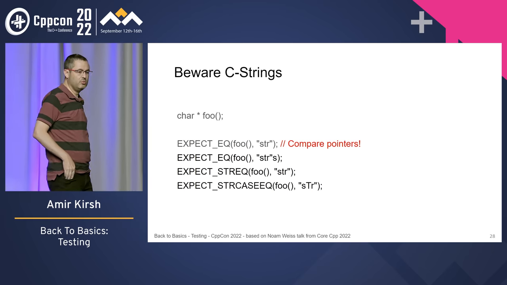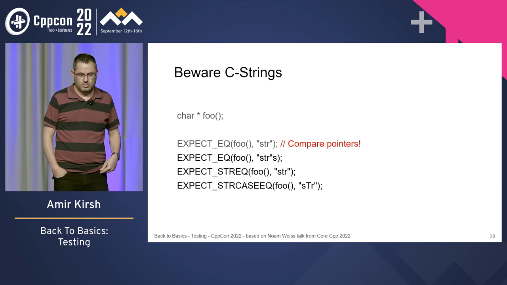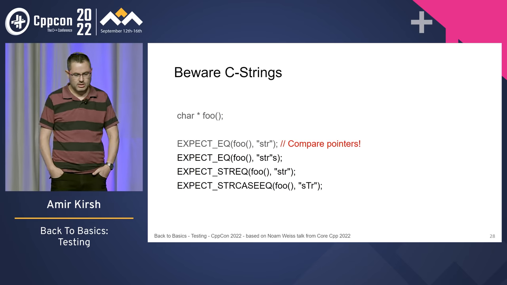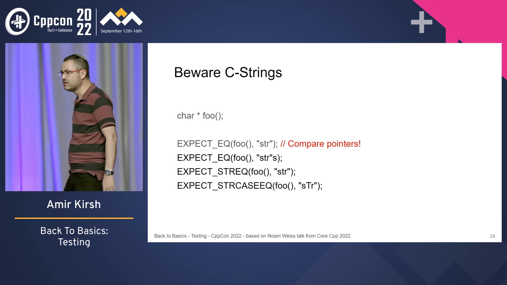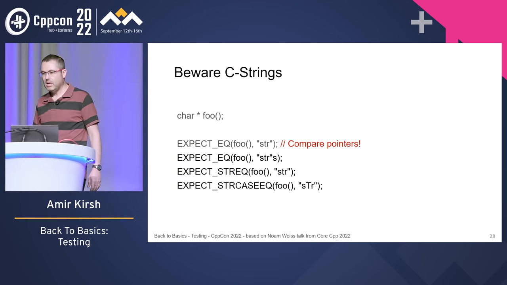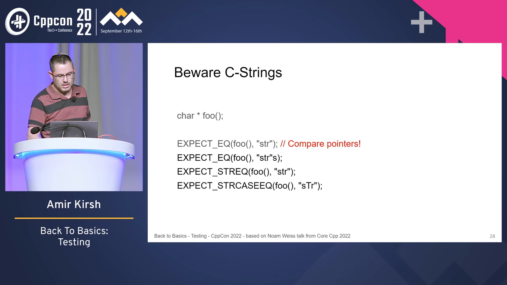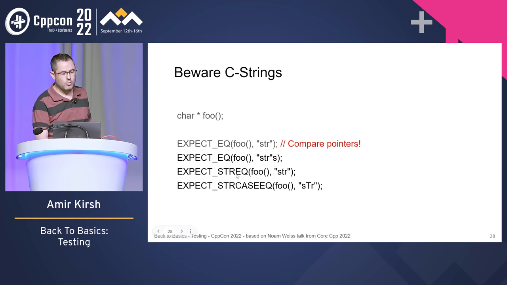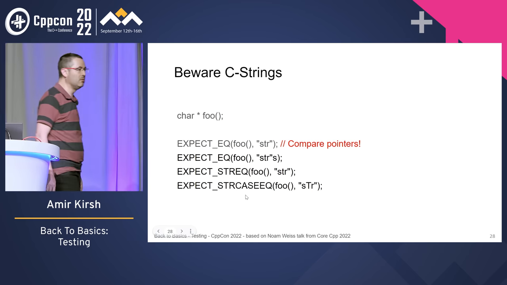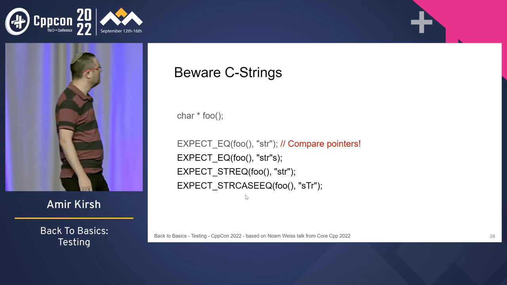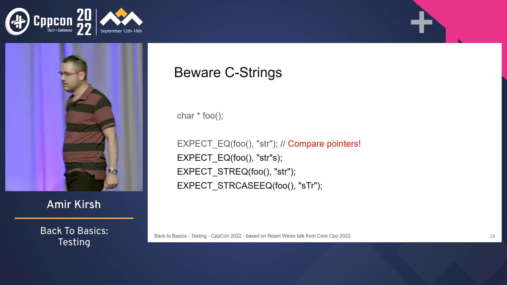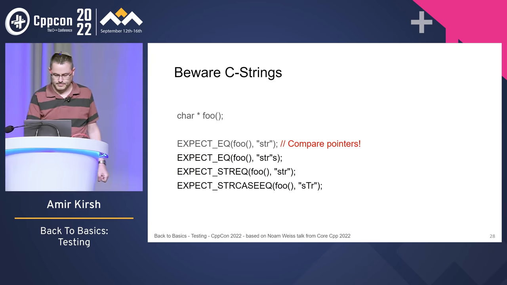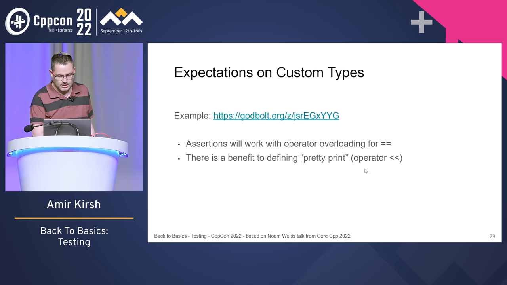If foo returns a char star, comparing a char star to a char star is not the best thing, because inside it would use equality, like the equal sign, equal, equal. You want to compare either the char star to a string, the next one is fine, or to use str equal, string equal, or maybe you want to check equality ignoring case. So we can use str case insensitive. OK, this was for strings.